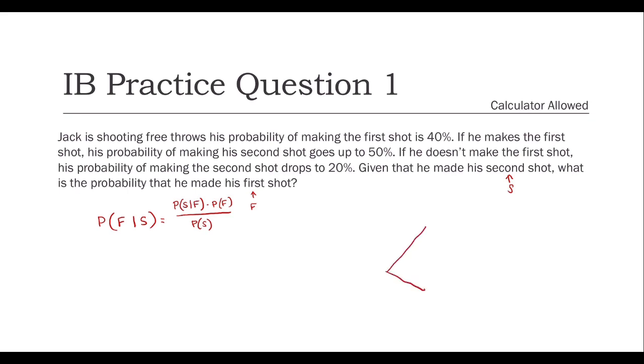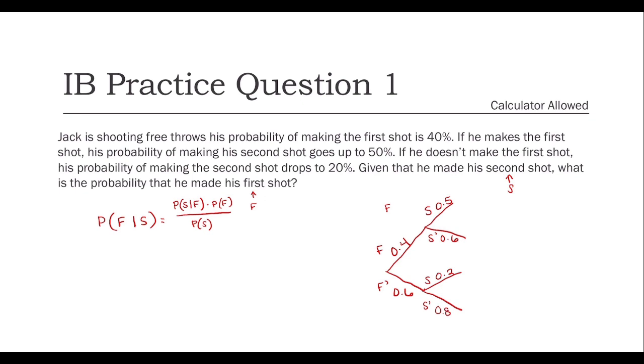So for our tree, we have the first shot, and then we'll figure out our probabilities for our second shot. So his probability of making the first shot is 40%. So the probability of making it and the probability of missing it would be 0.6. If he makes the first shot, his probability of making his second shot goes up to 50%. So then the second shot, he can make it or he can miss it. If he doesn't make his first shot, the probability of making his second shot drops to 20%. So then not making it would be 80%.